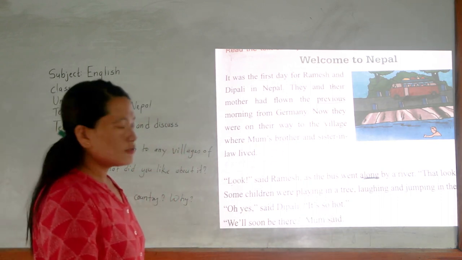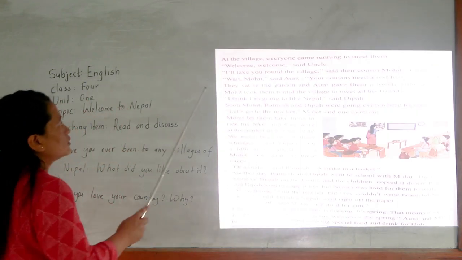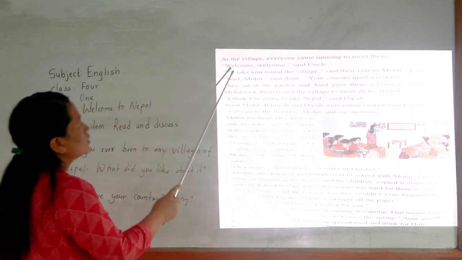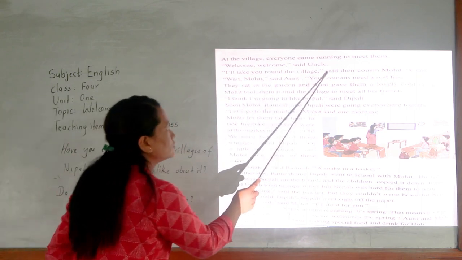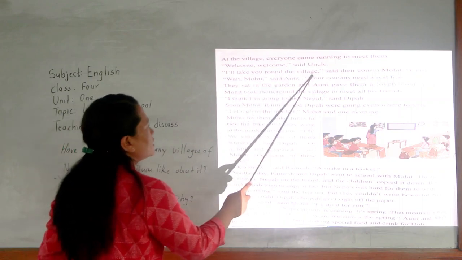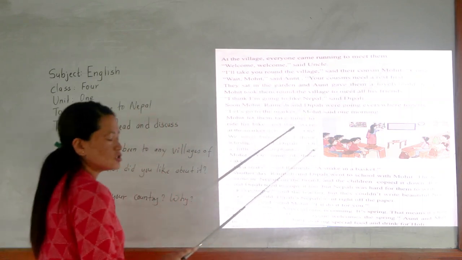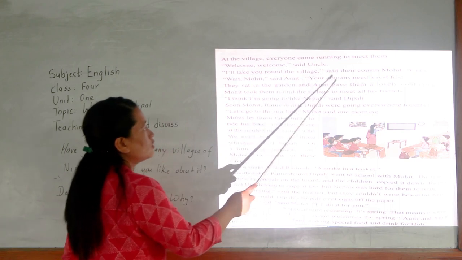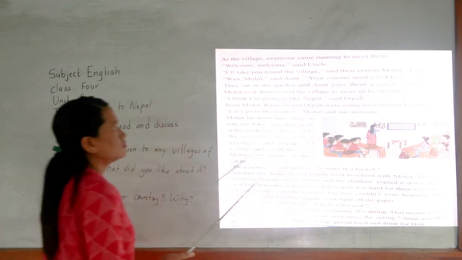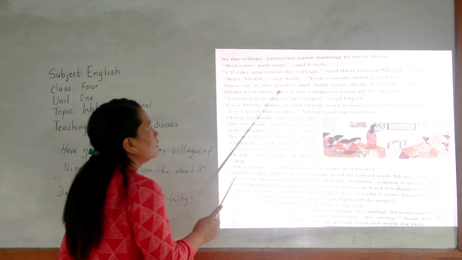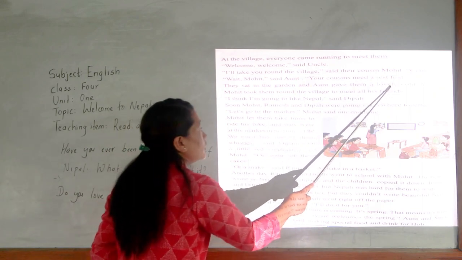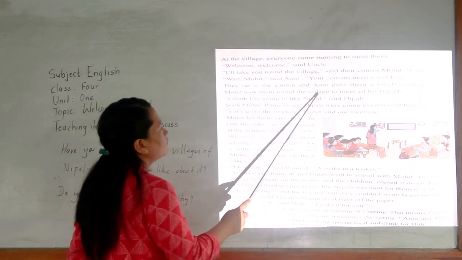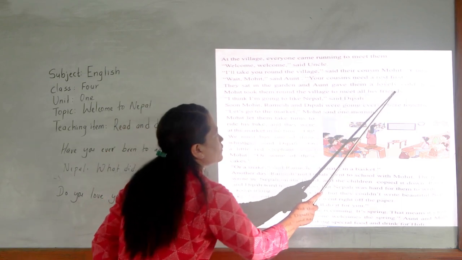It's page number 3, I'll give you page number 4. This is page number 4. At the village, everyone came running to meet them. Welcome, welcome, said uncle. I will take you round the village, said their cousin, Mohit. Cousin, do you know the cousin here? Yes? Come on, wait for me, said aunt. Your cousins need a rest first. They sat in the garden and aunt gave them a lovely cold drink. Then Mohit took them round the village to meet all his friends.